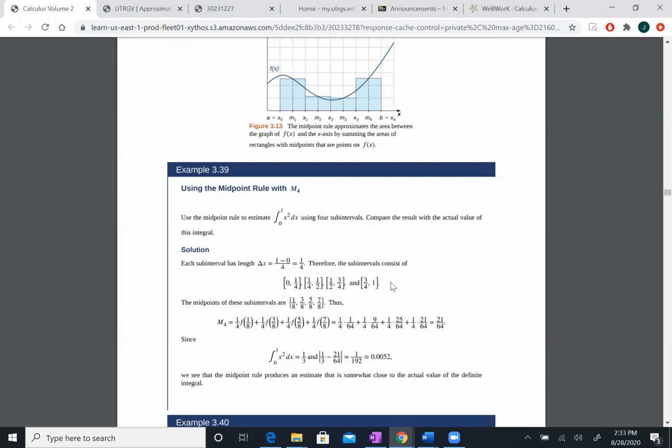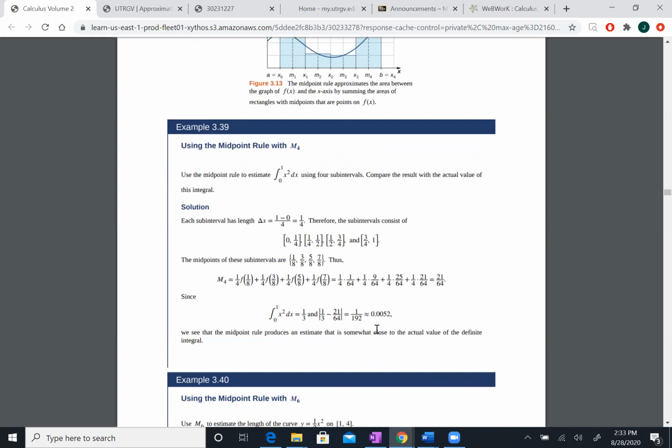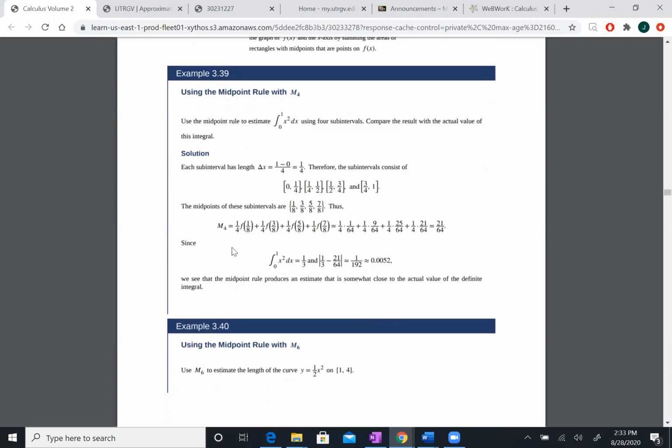Most of the time people do 10. But to get a good approximation, you probably can do 100. But for that it is good to use the computer. So you just do this in MATLAB, for example. So they just find the midpoints and then evaluate them and then find the answer. Okay, and this is the approximation.